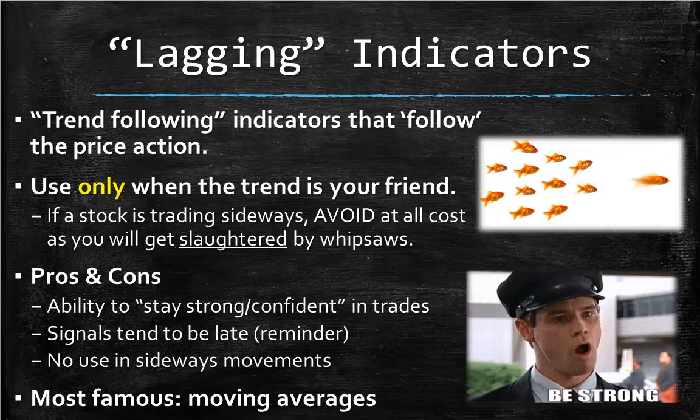Signals tend to be late. That's just a reminder. It is a lagging indicator, so it's coming from stuff that has already happened. And the other con would be, as we've reiterated, they're not useful, so do not use them in sideways movements. The famous one is moving averages, but moving averages have no use in sideways movements. Just get that across right now. There is no use for these if the stock is not trending.